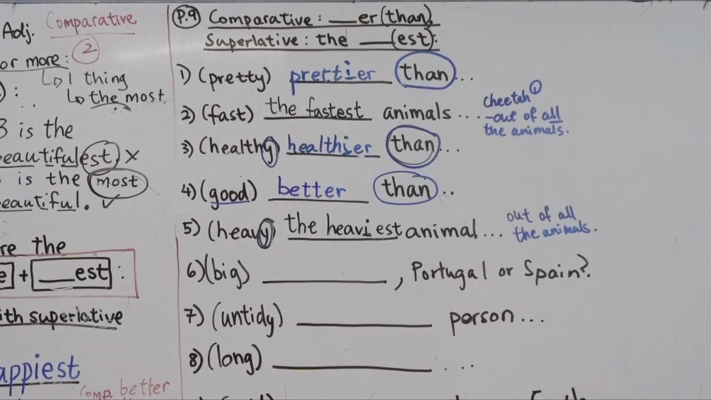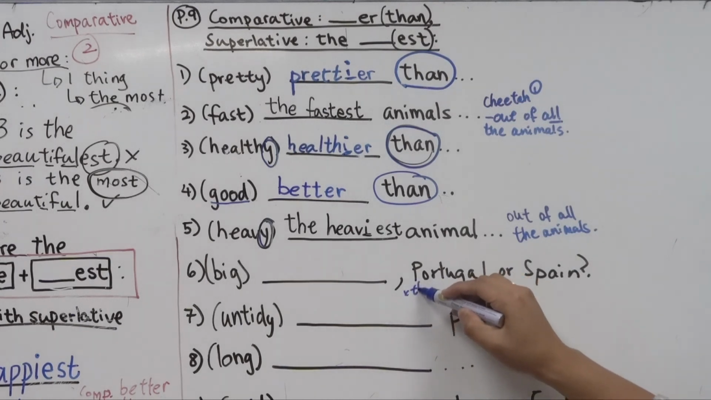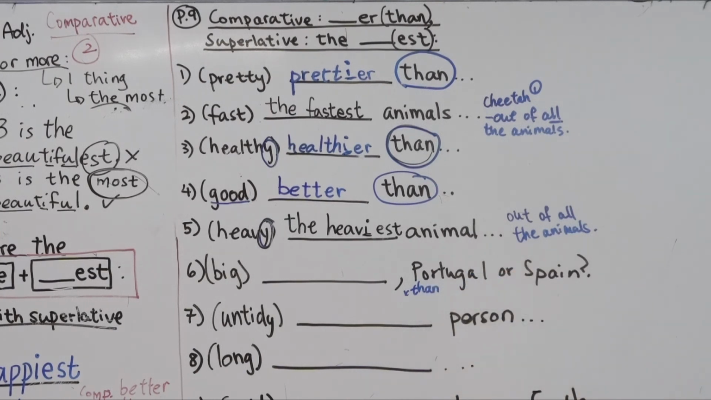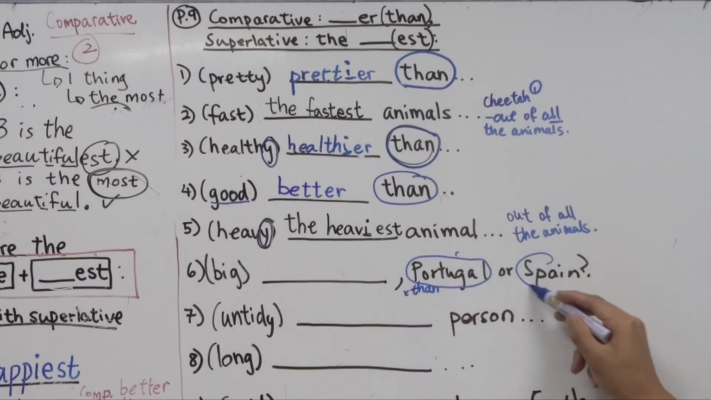All right, question number 6, big. The word we need to use is big. Which is big, Portugal or Spain? All right, so we don't have the word than here. No word THAN, okay? Let me write that down. No THAN. But how many countries are we talking about? So Portugal and Spain are 2 countries, right? So how many countries? We have country 1, and country 2.